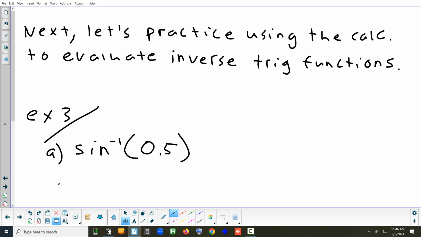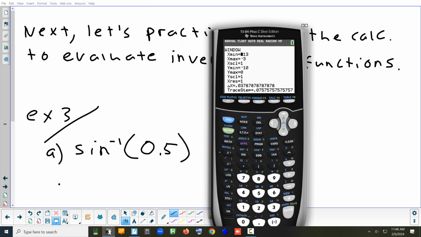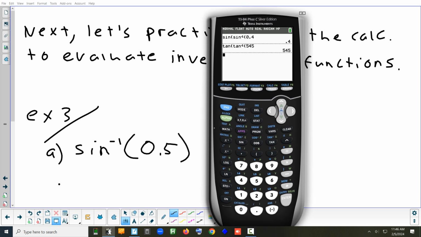All right, and the last thing is kind of a review of what we've already done. How do you type inverse trig in to evaluate something on the calculator? All right. So, if I want to type that in, what do I have to press to do inverse sine of 0.5? You'd hit second sine and then 0.5. Now, should I be in degrees or should I be in radians? You should be in radians because there isn't a degrees mark there on the 0.5, so it should be in radians.